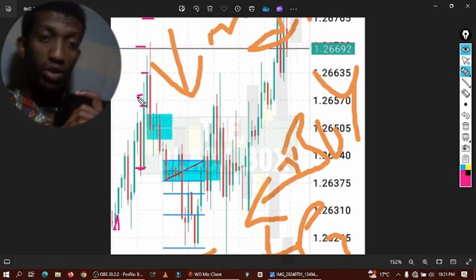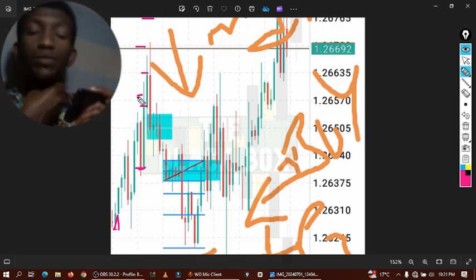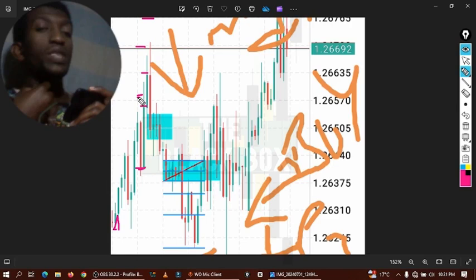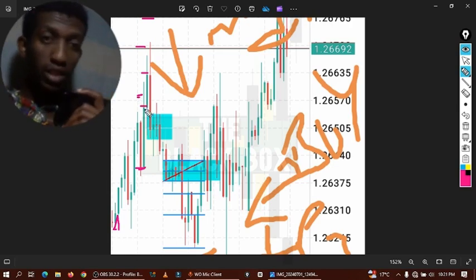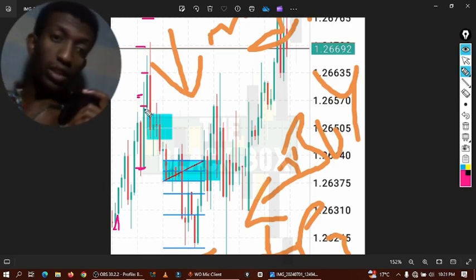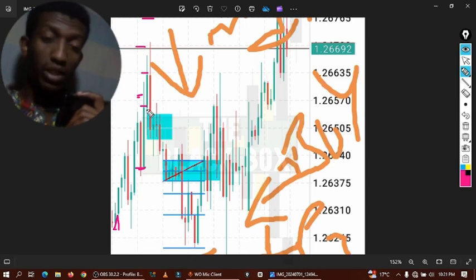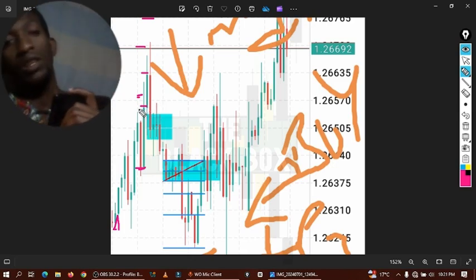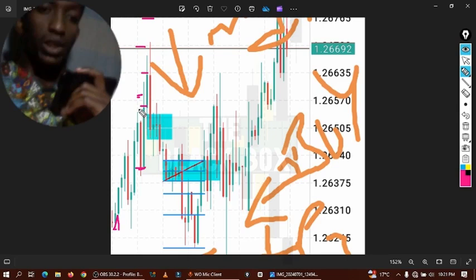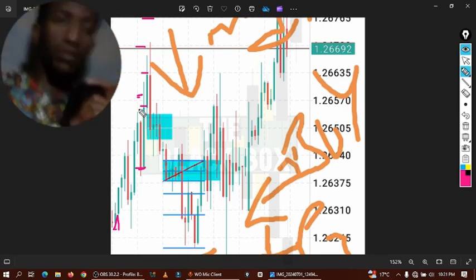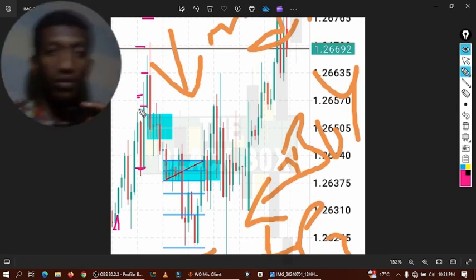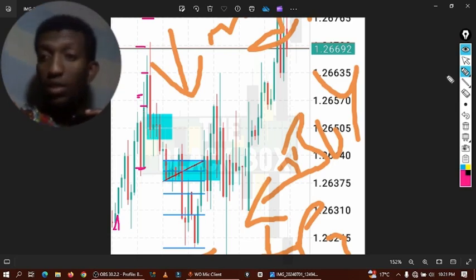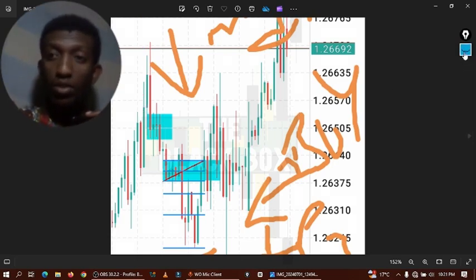But based on this, after the third candle has closed trading, you can actually, okay, let me change this one.